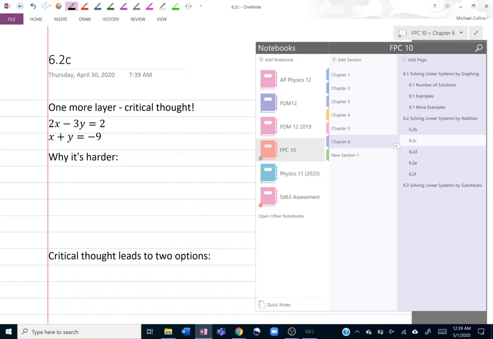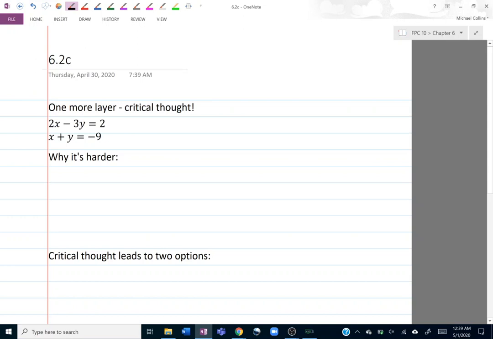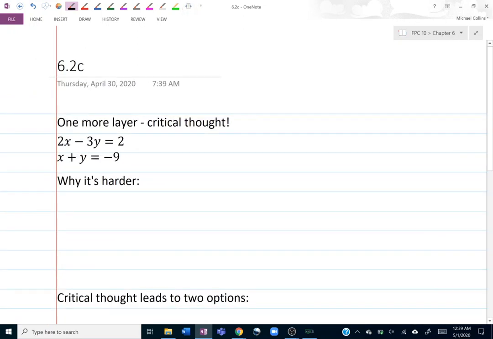So one more layer. This is the level that we're trying to get to. I have 2x minus 3y is equal to 2, and x plus y is equal to negative 9. I'm going to pretend that I haven't noticed that anything's different, and I'm just going to try and solve it the way I would before.